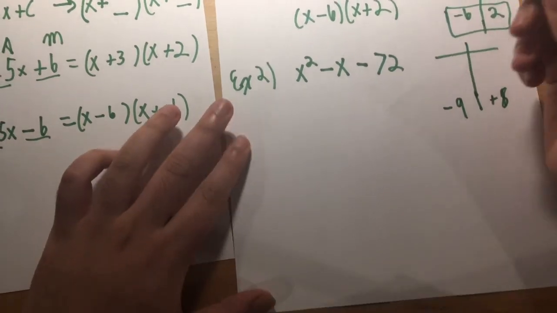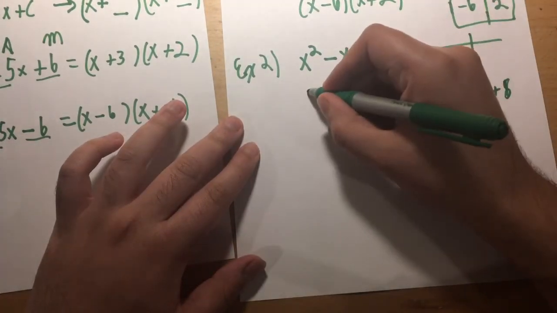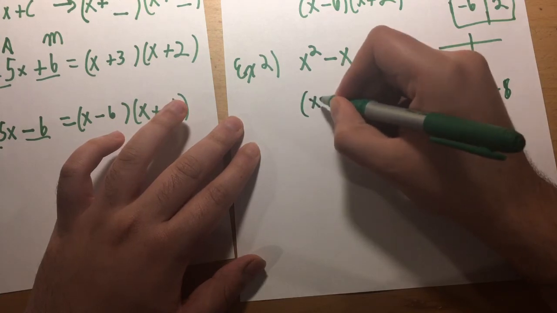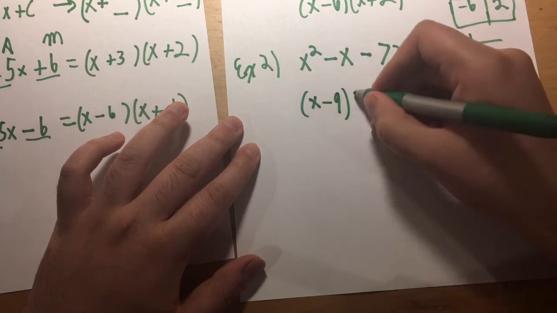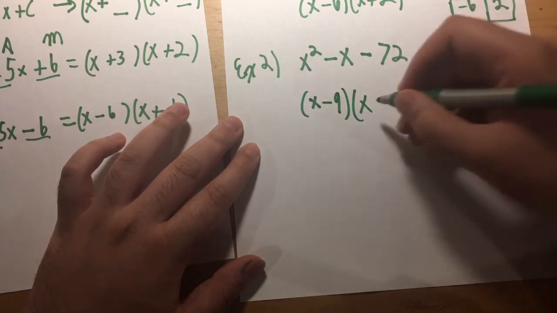All right? So we get now x minus 9, and finally x plus 8.